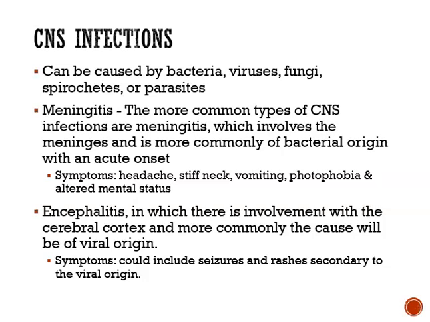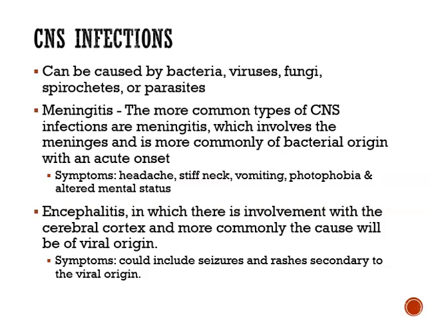Infections can be caused by bacteria, virus, fungi, spirochetes, or parasites. Any of those can be life-threatening. So meningitis is the more common type of CNS infection. It involves the meninges, is more commonly of bacterial origin, and usually has an acute onset. Some of the symptoms associated with meningitis include headaches, stiff neck, vomiting, photophobia, which once again means sensitivity to light, and altered mental status.